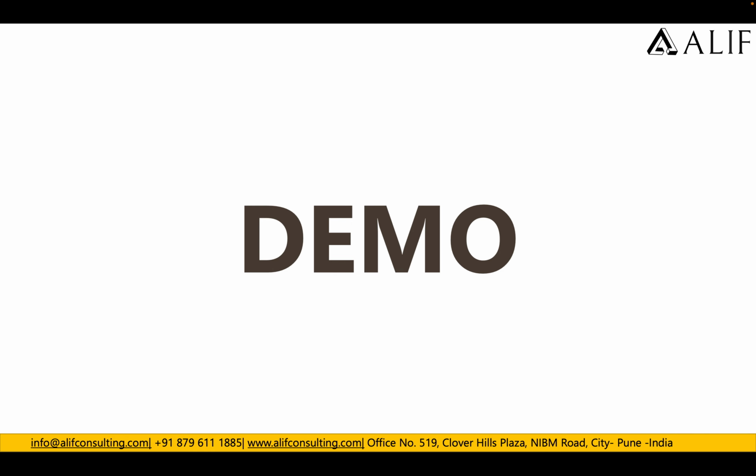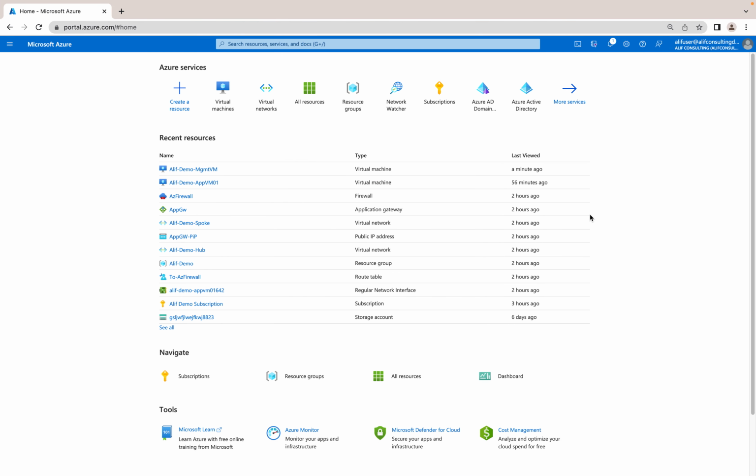Well, let's move to the demo. So in the demo, I have a hub and spoke topology. In my hub and spoke topology, what happens? My application gateway, firewall, and the VMs are deployed in different VNets. My VMs are deployed in the spoke, and my firewall and application gateway are deployed in the hub network.